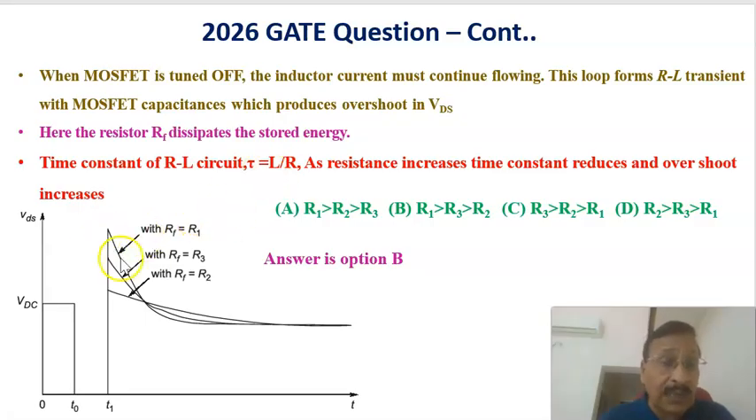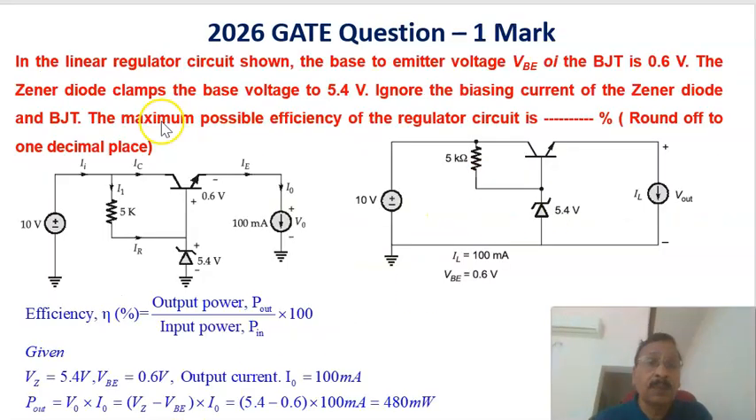Therefore the R1 value is the maximum, the next value is R3, and the next value is R2. Therefore R1 is more than R3, which is more than R2. Therefore the solution is option B. The answer is option B.